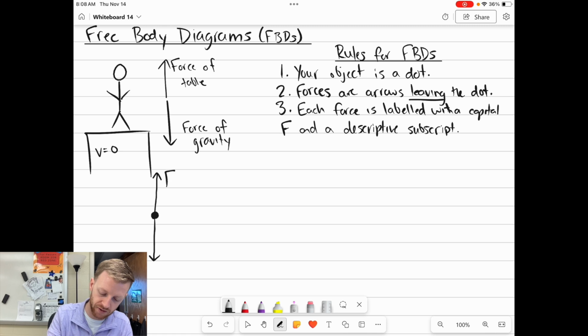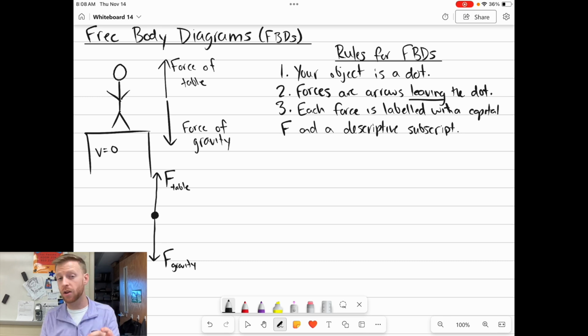So, force, capital F of the table. I'm going to write it really little. Force of gravity. I'm going to write it really little. And notice that it is significantly smaller. It's not just continuing the word. That way we don't get it confused with other variables or other things. It is just a subscript helping us out.